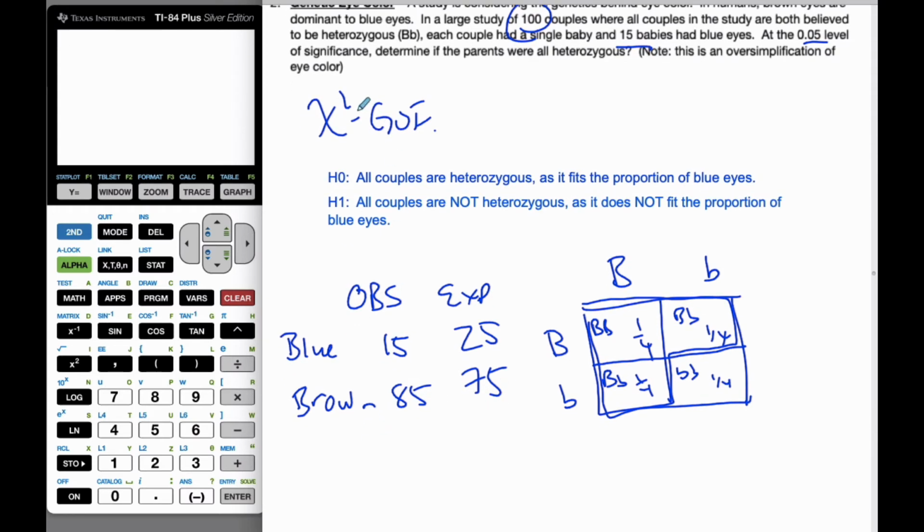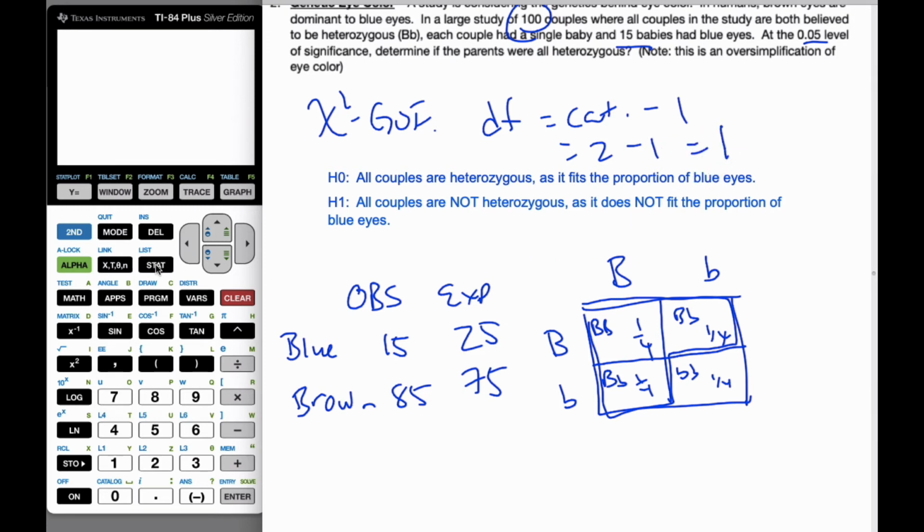And so I'm going to do the chi-squared goodness of fit test with degrees of freedom. Well, it's going to be 2 minus 1 times 2 minus 1, so there's 2 rows. Sorry, that's not right. That's independence. Degrees of freedom will be the number of categories minus 1. Well, there's blue and brown, so there's 2 categories. I'm going to subtract 1, so degrees of freedom of 1.